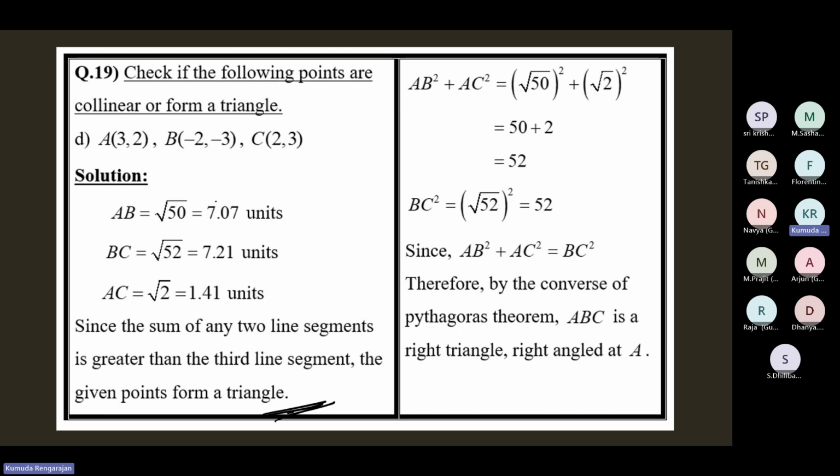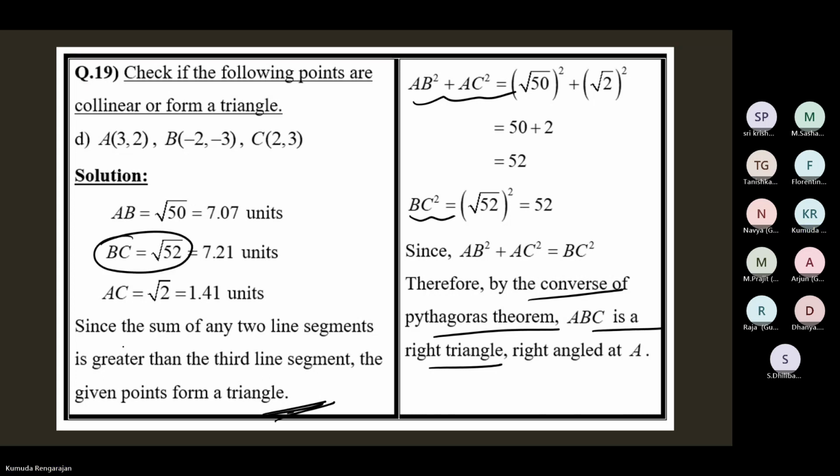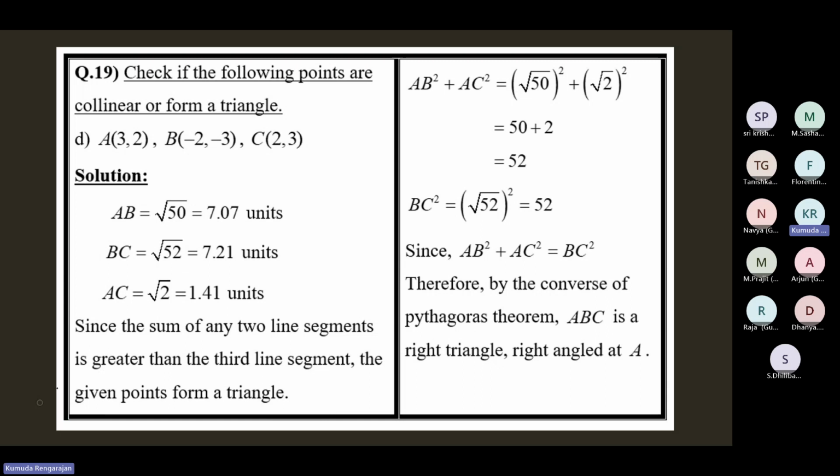So in this case, it's a right triangle because it satisfies the converse of Pythagoras theorem. AB square plus AC square is equal to BC square. So by the converse of Pythagoras theorem, the triangle is a right triangle, right angled at A, because BC is the hypotenuse.